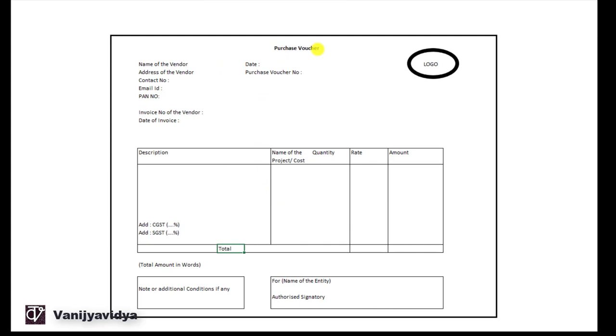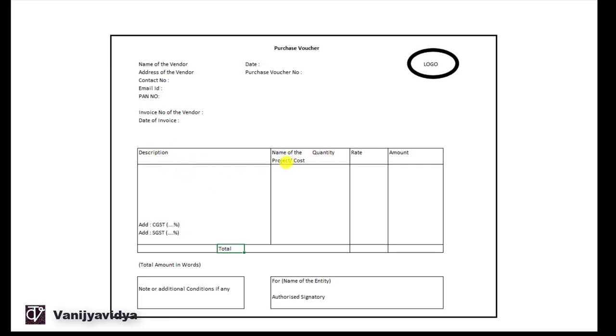This is a purchase voucher. We have the name of the vendor, address of the vendor, contact number of the vendor, then date, purchase voucher number, then the invoice number which is sent by the vendor and the date of that invoice.